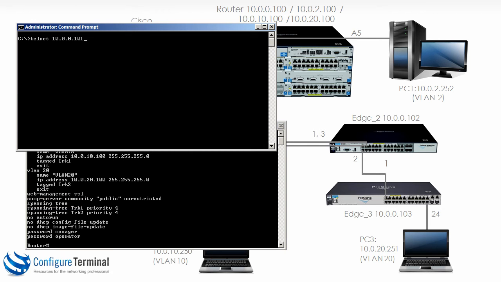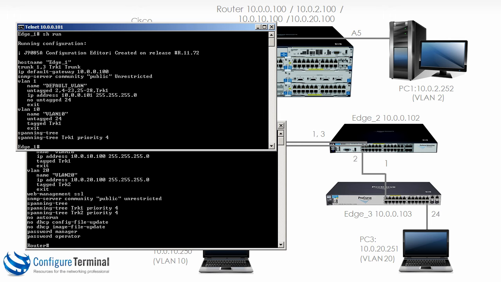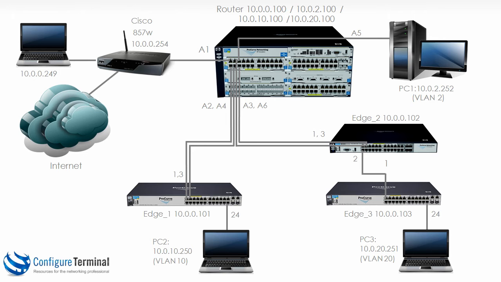On edge 1, we typed spanning tree. The system automatically adds these commands: spanning tree, TRK, and the number, and a port priority. So spanning tree has been enabled on all devices simply by typing the command spanning tree in global config mode.